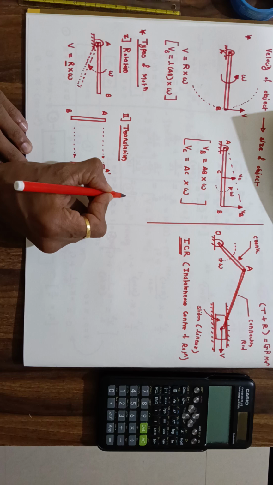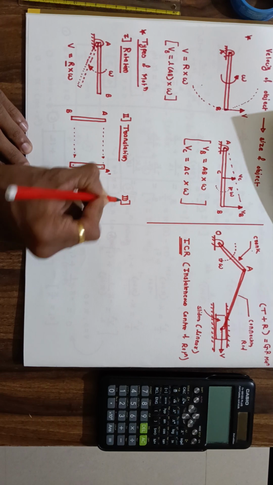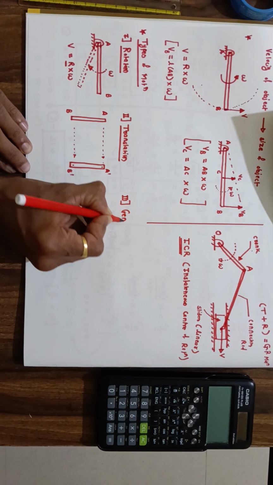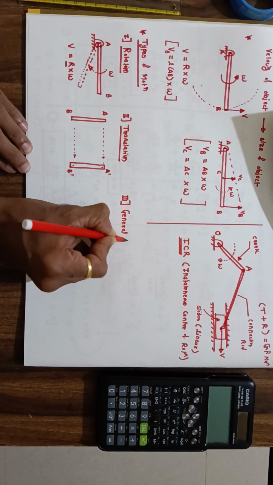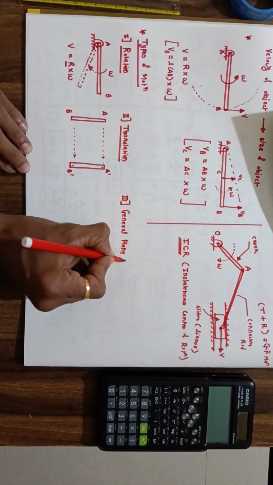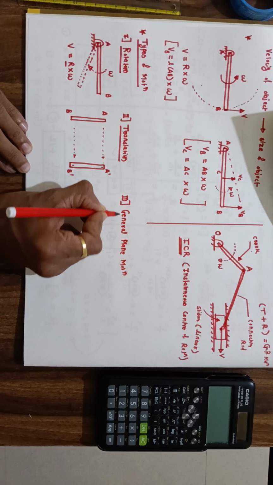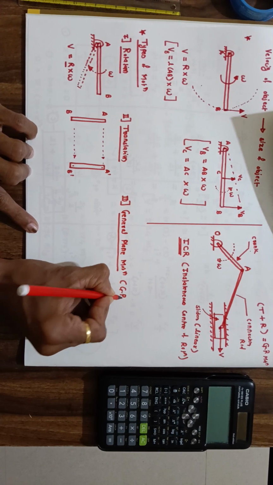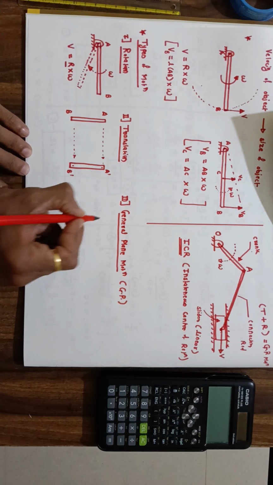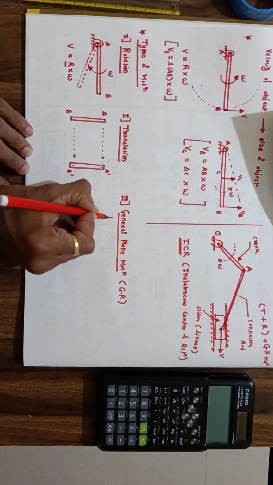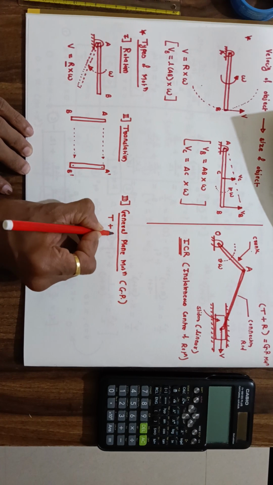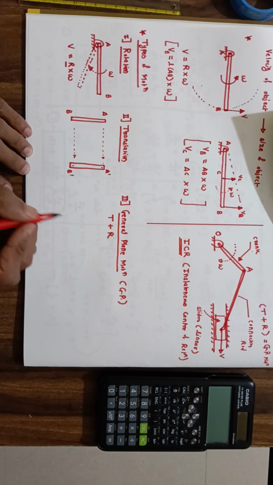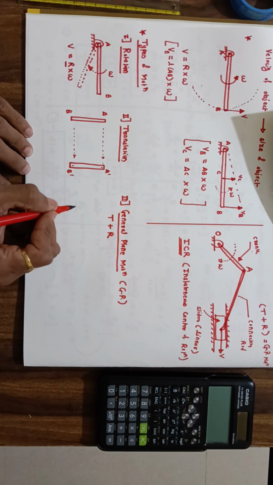And the third motion is called a general plane motion, or in short a GP motion. The meaning is it is the combination of translation and rotation. Here we can observe this type of motion.